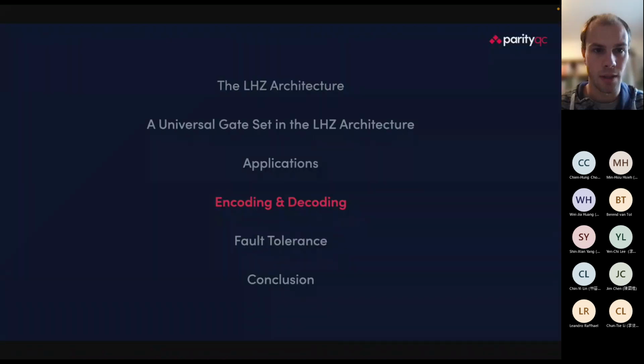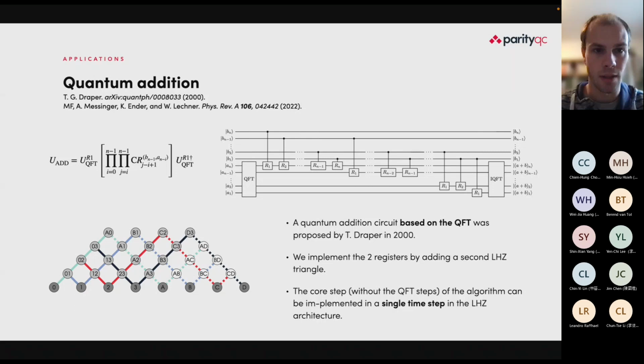Right. Are there any questions on the applications? Or also to earlier slides? I think not. You can continue.